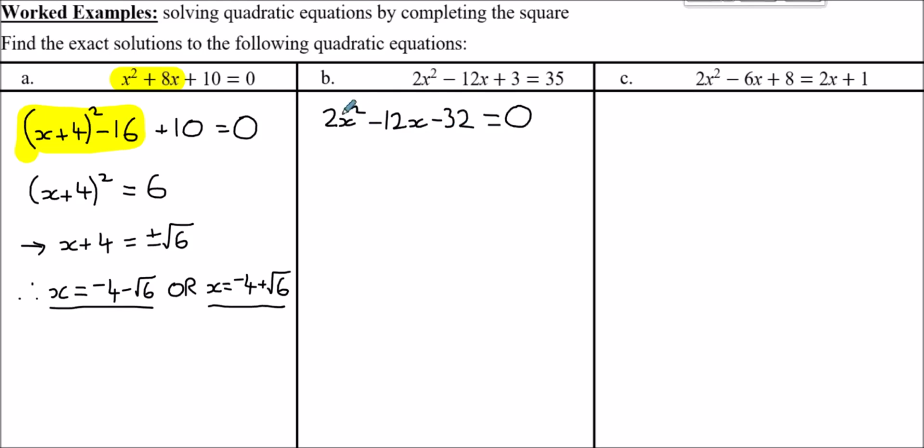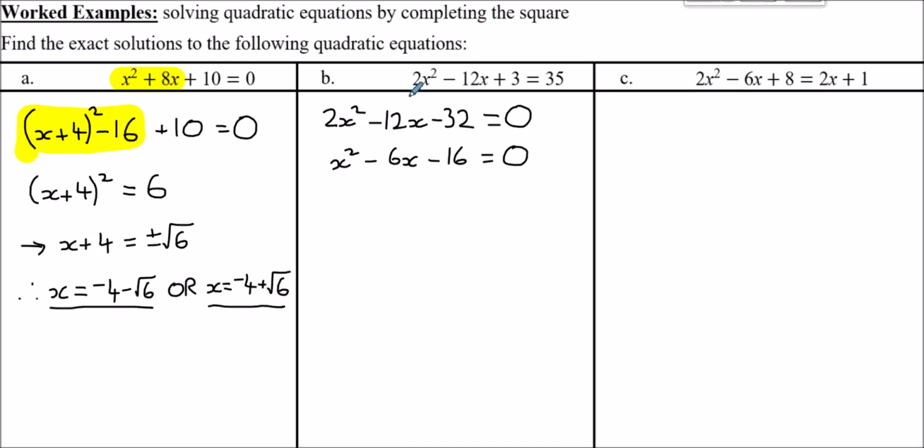If we now spot, all of these terms here have a common factor of 2. So just to make things easier, we can divide through this whole thing by 2, which gives us x squared minus 6x minus 16 equals 0. Now these questions do say in no uncertain terms solve them by completing the square.